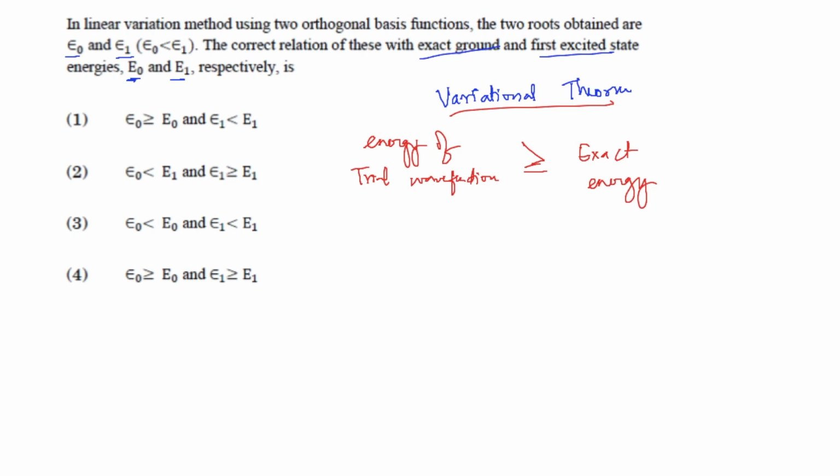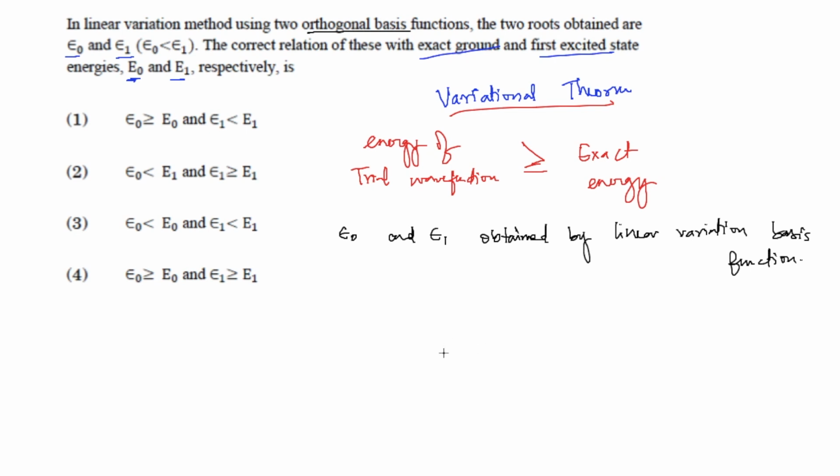Now it is given that the two values, epsilon naught and epsilon 1, are actually obtained by linear variation basis functions. And it is also given that two orthogonal basis functions are taken. So orthogonal basis means they cannot be degenerate. They are not degenerate, okay, so that's what it means.